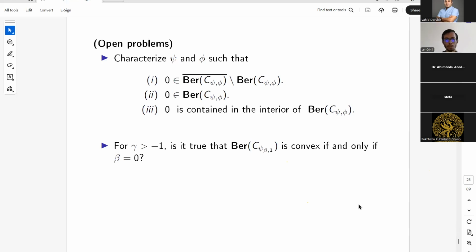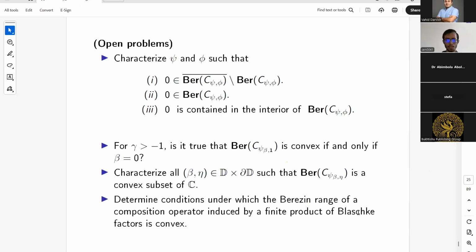And the second problem is, for any gamma strictly greater than minus 1, is it true that the Berezin range of this composition operator is convex if and only if beta equal to 0? This is the second problem. And the third problem is to characterize all those beta and eta such that the Berezin range is a convex subset of C. And the fourth problem is to determine conditions under which the Berezin range of a composition operator induced by finite Blaschke product factors is convex.